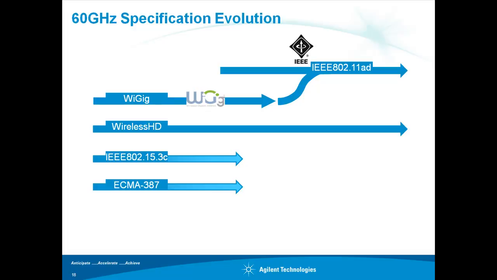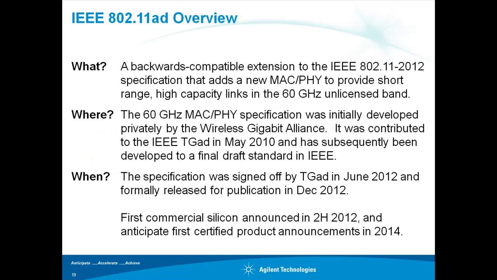In December 2011, Draft 5.0 of the specification was approved to proceed to its first sponsor ballot. It has since completed balloting and passed to the IEEE Review Committee in July 2012. In December of 2012, the Standards Board approved and released 802.11ad. As such, the Wi-Fi Alliance will now take the lead responsibility for certification and marketing of the standard. The first silicon was announced in the second half of 2012, and we anticipate the first certifications of IEEE 802.11ad compliant products in 2014.